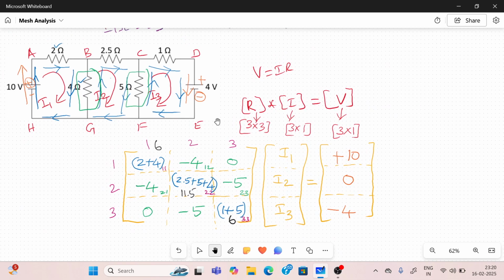Okay, then the remaining is the same. You can solve by a calculator or Cramer's rule. You find out I1, I2, I3. Then you can find out the current flowing through the various resistors.